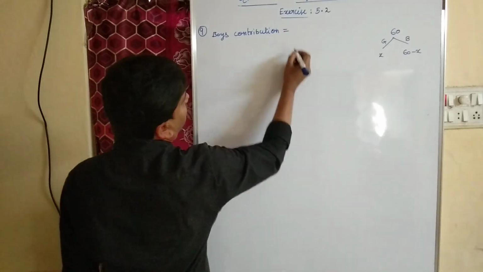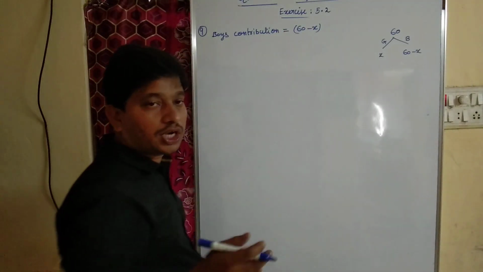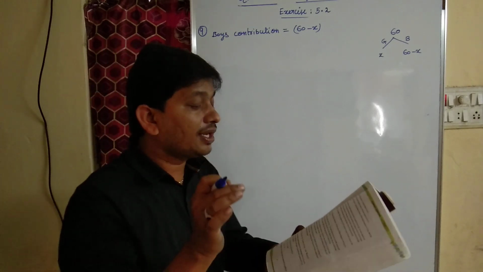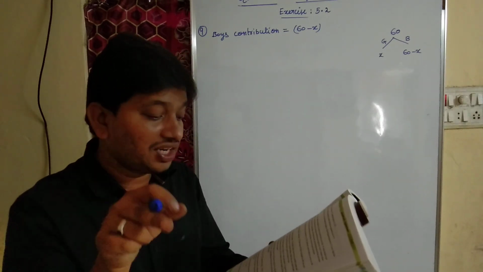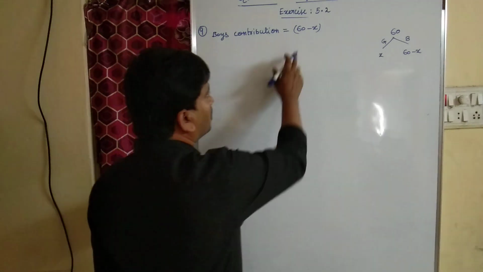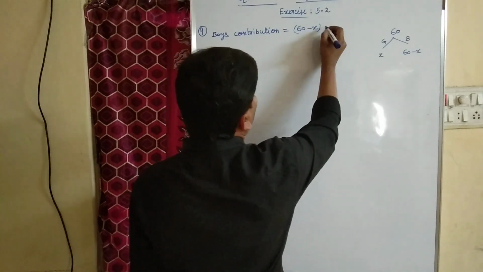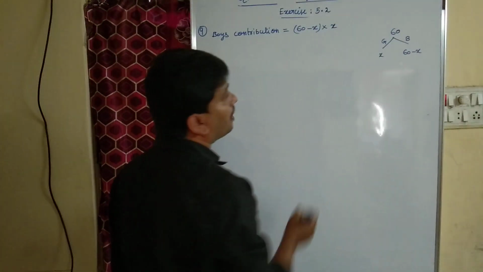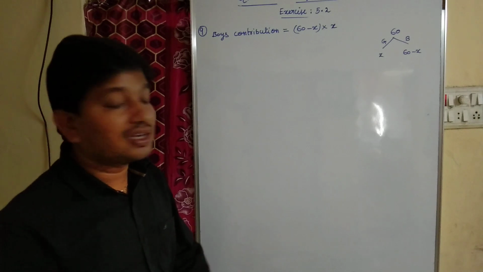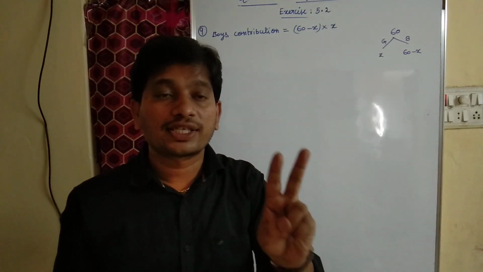Boys' contribution: let the number of boys be 60 minus x. And what about the contribution of each boy? Each boy contributed money equal to the number of girls. 60 minus x is the number of boys, and each boy contributed an amount equal to the number of girls. The number of girls was x, so each boy was contributing x rupees.